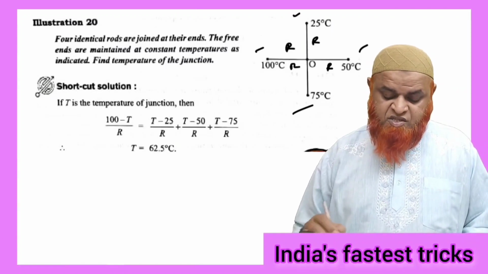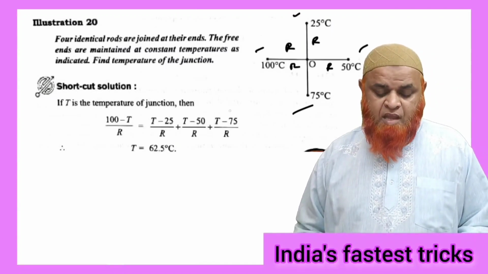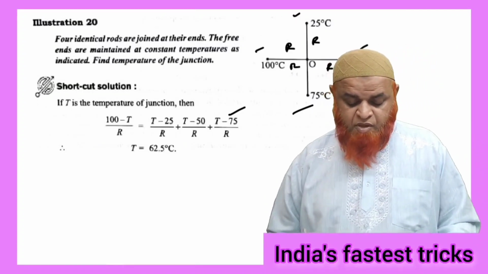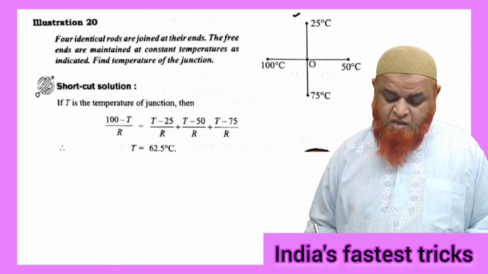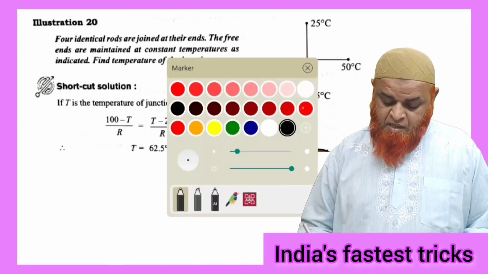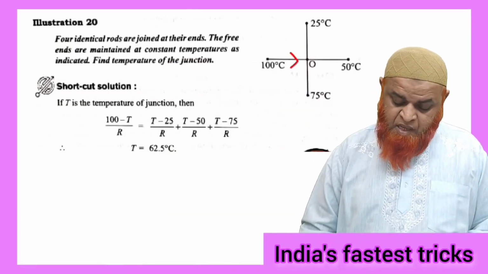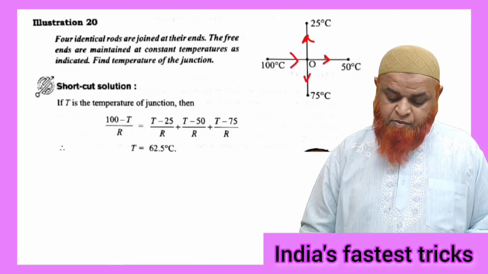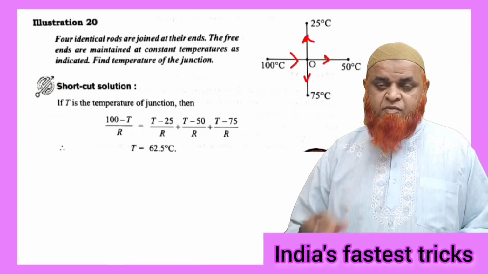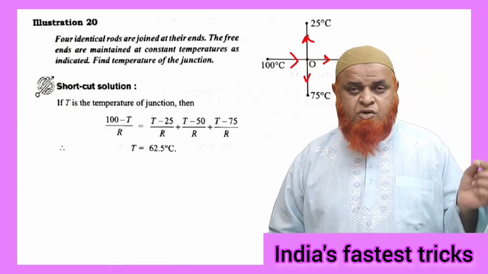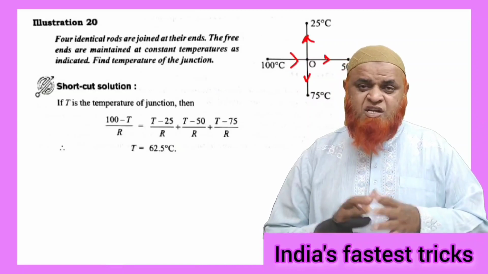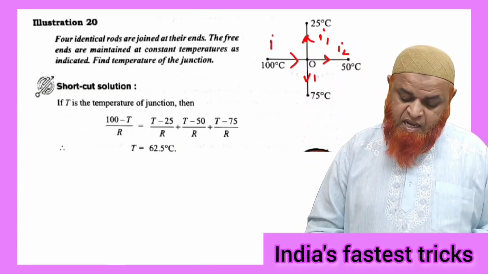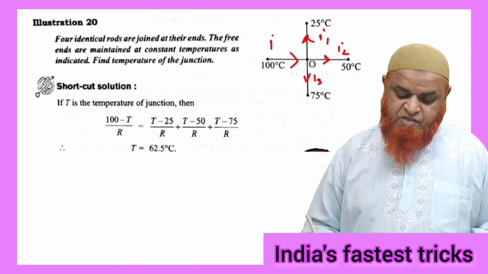What is the temperature of the junction? He is asking us to find out. Then this is the formula to find the temperature of the junction, because you all know that if heat is traveling from here, it has to distribute among all the 3 points moving away from the junction. So the heat current meeting at the junction is equal to the heat currents leaving the junction. This is I, this is I1, this is I2, and this is I3.